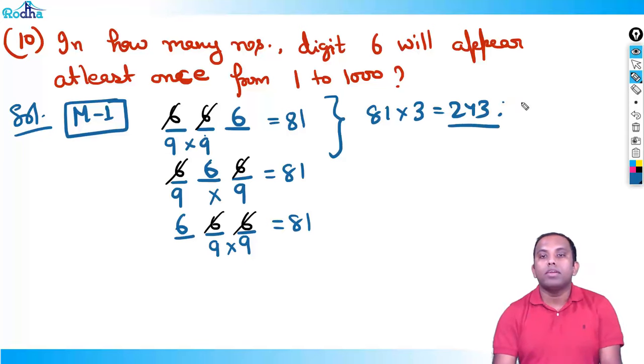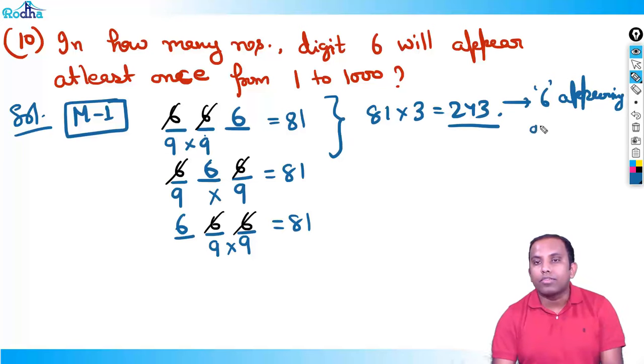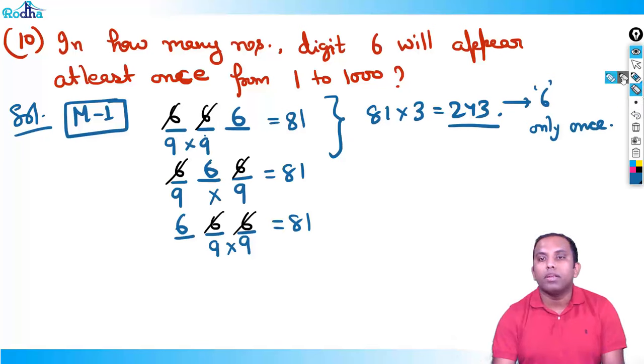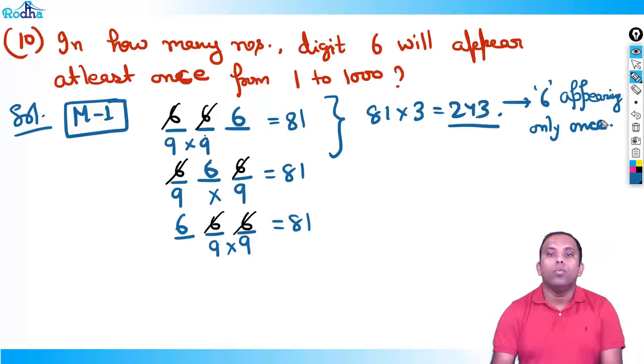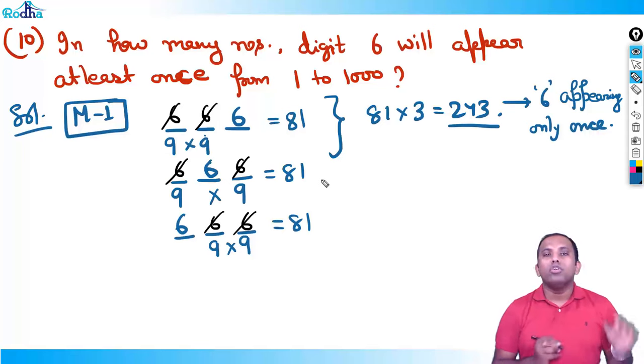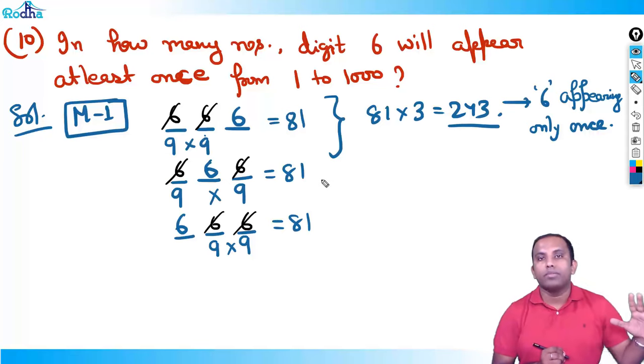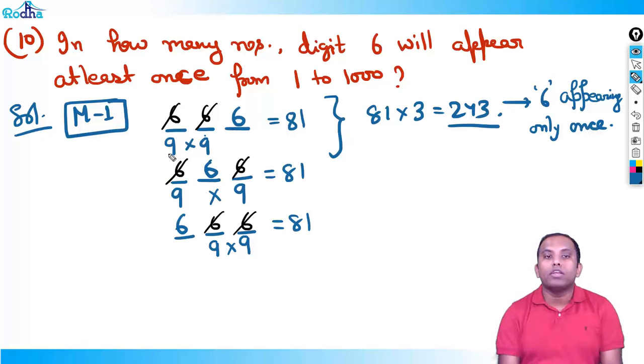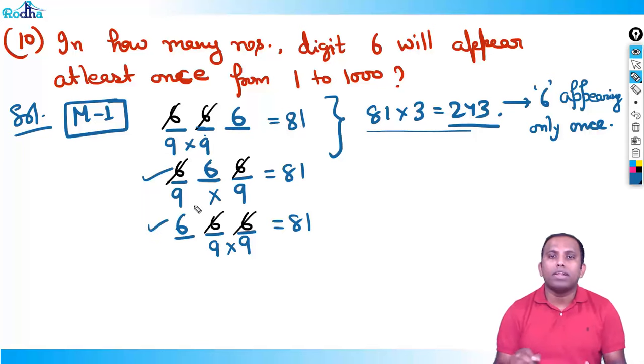So there are 243 numbers in which 6 is appearing only once. Now you should use this; every time writing this much is not required. Do some mental calculation: 6 is at the units place, so 9 into 9, 81 numbers. 6 is at the tens place also, 81. 6 is at the hundreds place also, 81. So 81 into 3, 243. These two steps are not needed, so do some mental calculation.